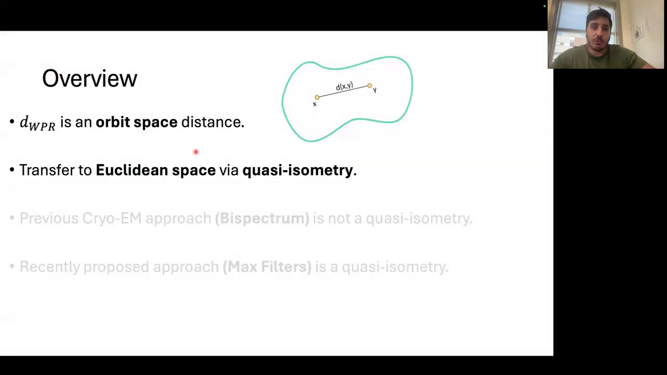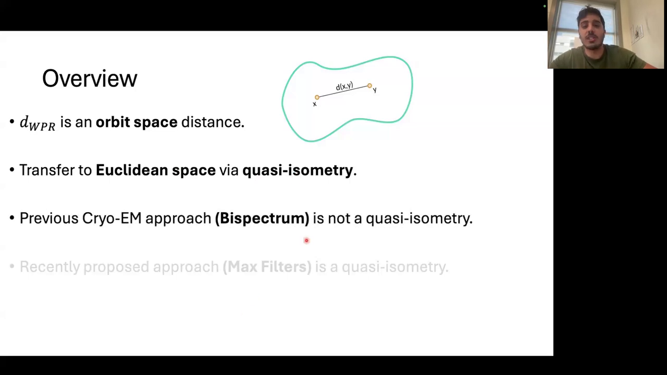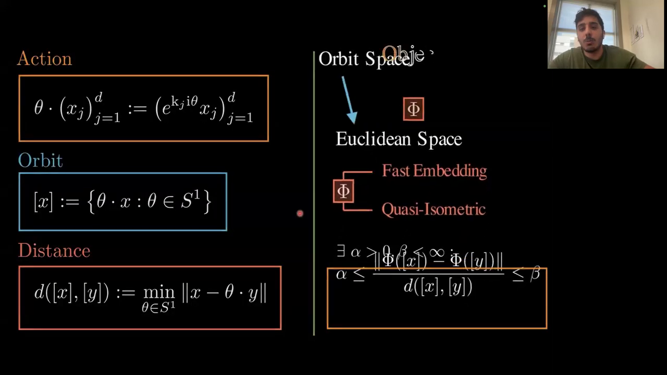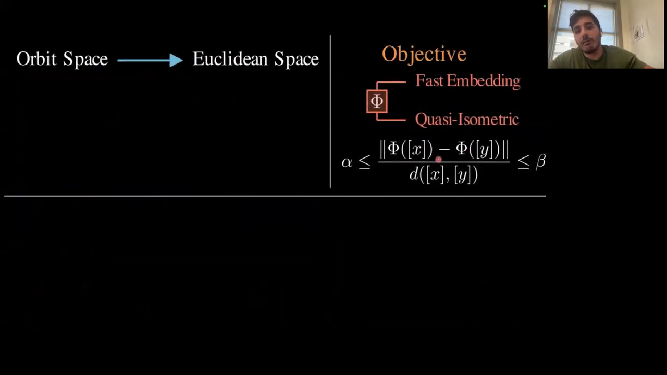So that's what I motivated for you so far. I showed you that the weighted phase retrieval distance is an orbit space distance, and our goal is to transfer the nearest neighbors problem to Euclidean space via quasi-isometry, where this fraction is bounded above and below. Now let's go to the next step, which is telling you about the previous approach that's called the bispectrum. Okay, so that's our objective. Our objective is a fast embedding that is quasi-isometric.